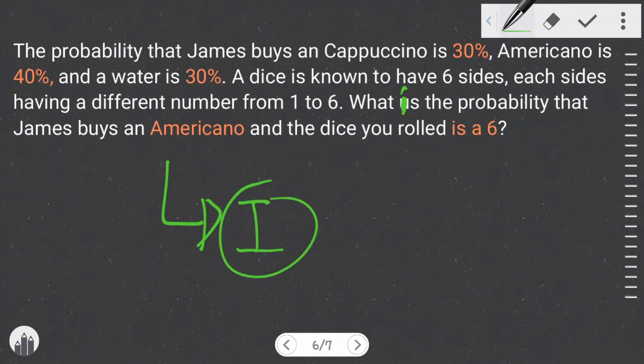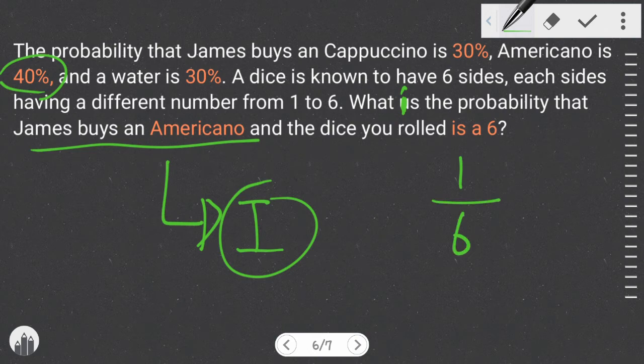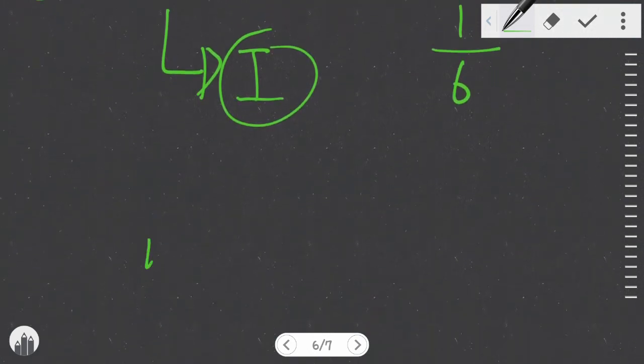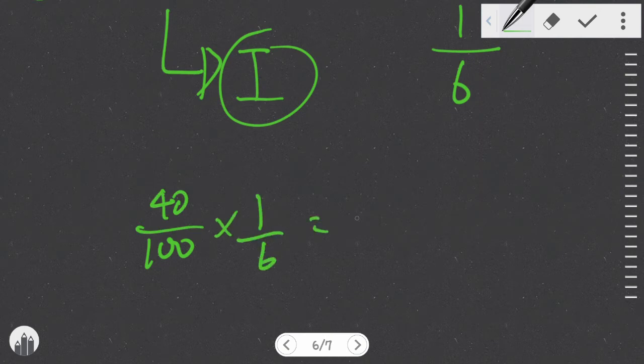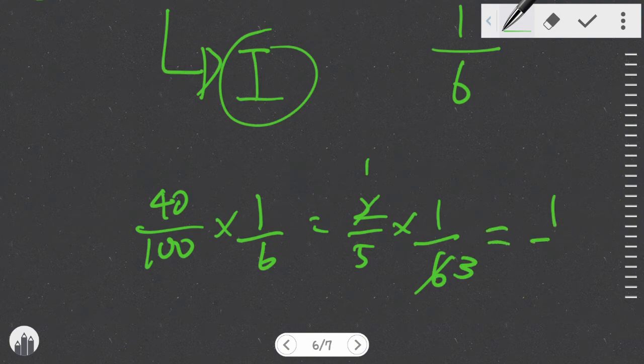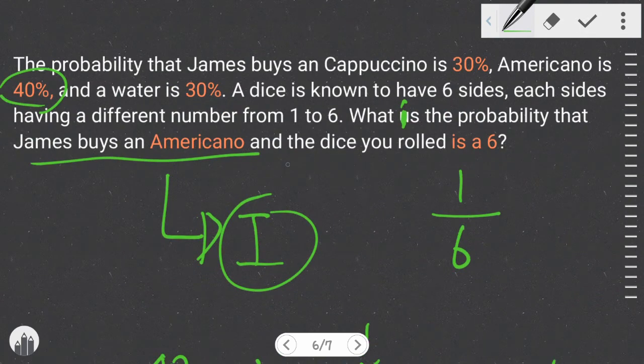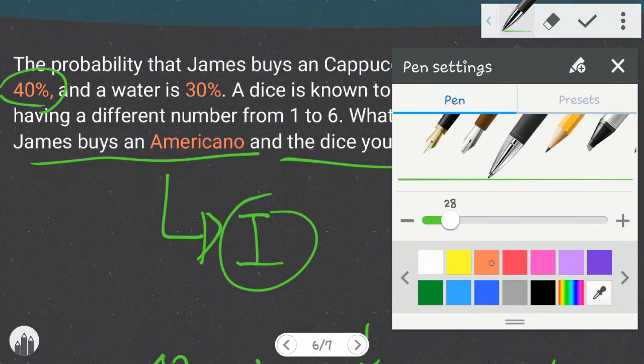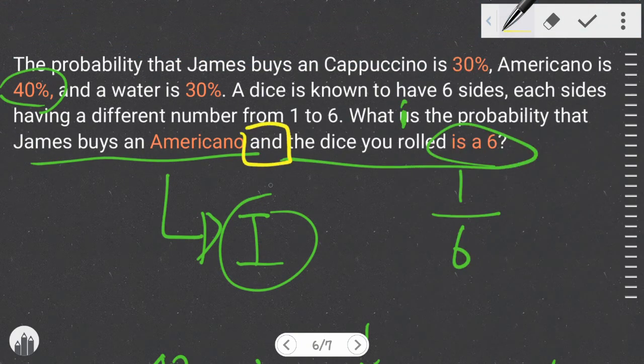So how do we solve it? He's going to buy an Americano, which is a probability of 40%. And every number on the dice has a probability of 1 over 6. So all we have to do is 40 over 100 times 1 over 6, which can be simplified as 2 over 5 times 1 over 6. We factorize here, 2 and a 3, and it equals 1 over 15. That is the probability of James buying an Americano and the dice he rolled being a 6 at the same time. We have to look carefully at the words, if it's and or or.